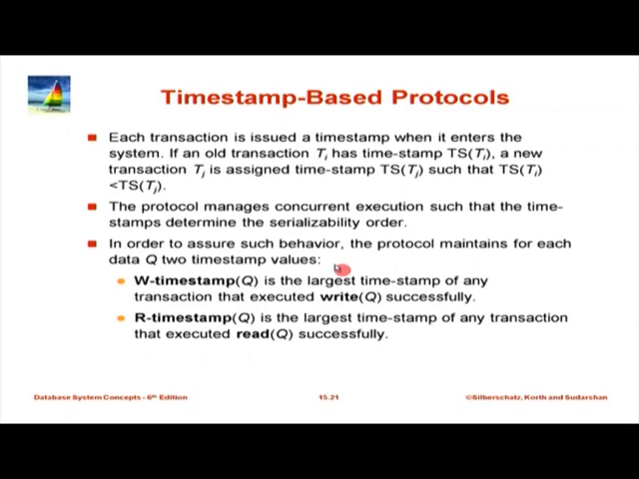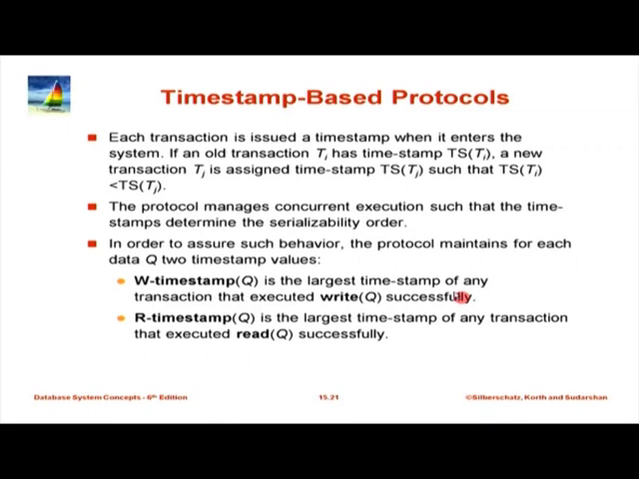Now, in addition to transaction timestamps, we also have timestamps for data items. If you take a data item Q, it actually has two timestamps. The write timestamp of Q is the largest timestamp of any transaction that executed write Q successfully. Whenever a transaction succeeds in writing Q, and what do I mean by succeeds? There are some rules coming up. If those are satisfied, the write is allowed to proceed, and the timestamp is set to the timestamp of this new transaction, which will be the largest to write Q up to that point. Read timestamp is also stored for every data item, and it is the largest timestamp of any transaction that executed read of Q successfully. Again, there are rules for reading which are coming up. So every data item has two timestamps, read and write timestamp.